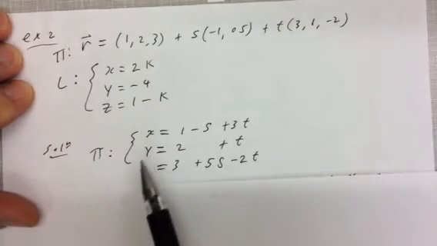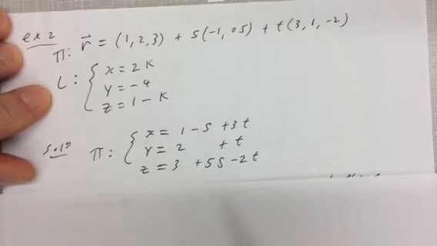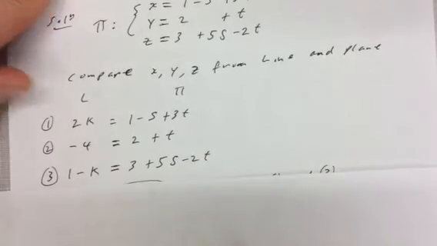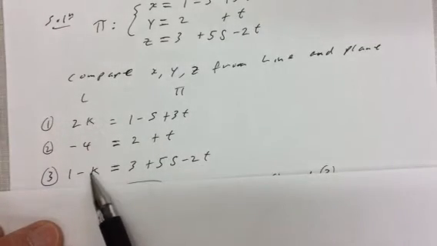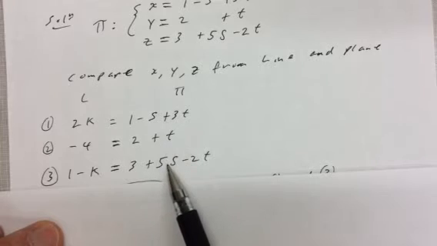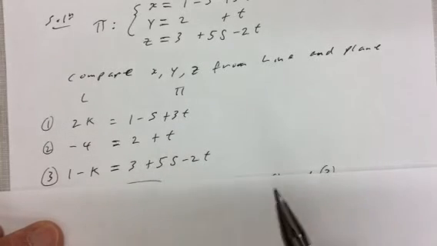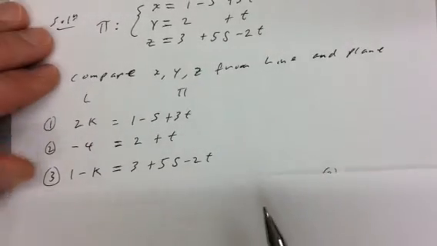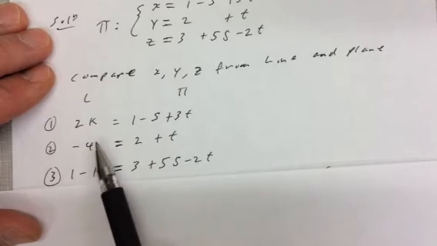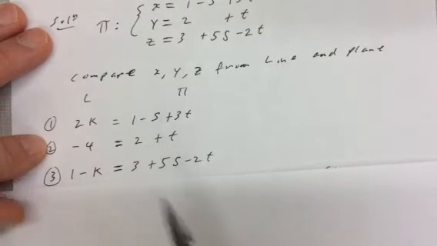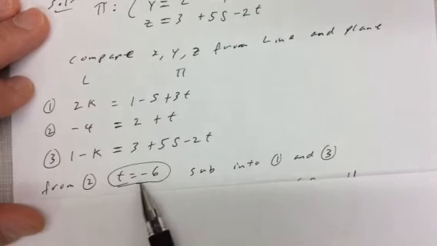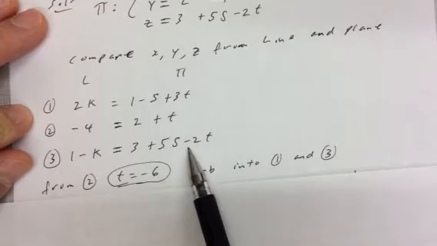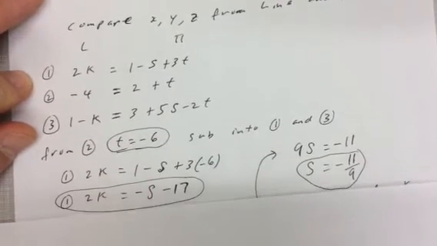And remember, the x's, y's, and z's are all the same at the intersection point, so we're going to compare all those values. Okay, so from the line, here's the x, y, and z. From the plane, here's the x, y, and z. And when we work this all out, we've got 3 equations with 3 unknowns. Now this one's nice because we can get t right away. There's no k in the second one, and there's no s in the second one. So we can solve for t equals -6.